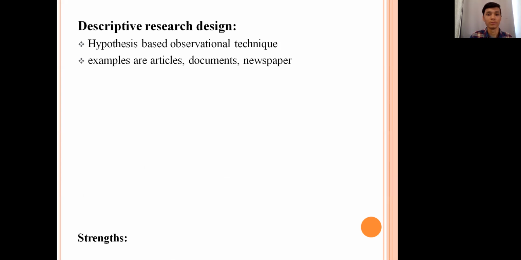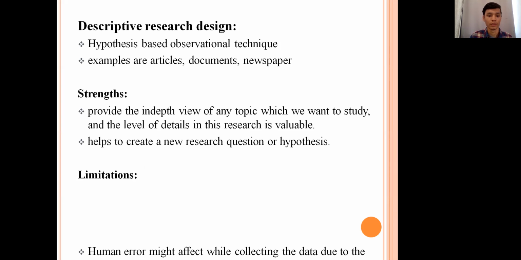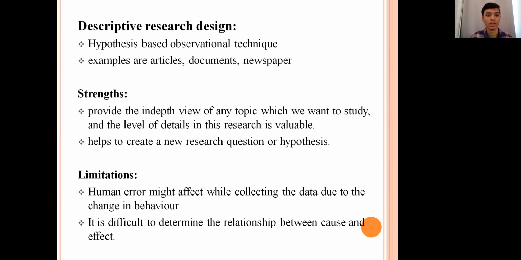Talking about the strengths and limitations of descriptive research design. Descriptive research design is a hypothesis-based observational technique. Articles, documents, and newspapers are examples. Talking about the strengths, it provides an in-depth view of any topic we want to study, and the level of detail of the research is valuable. It also helps to create a new research question or hypothesis. Talking about the limitations, there might be human error in collecting the data due to the changed behavior of humans. It's also difficult to determine the relationship between cause and effect.